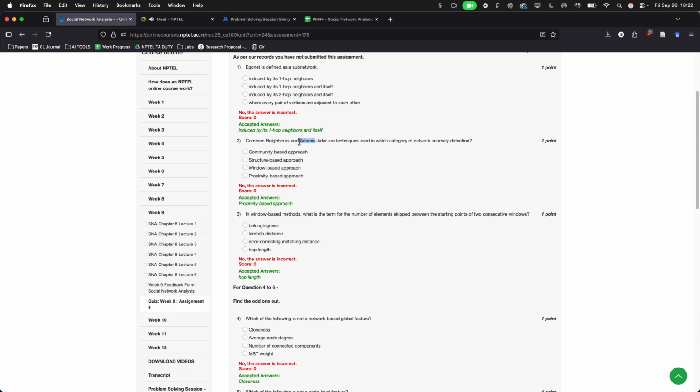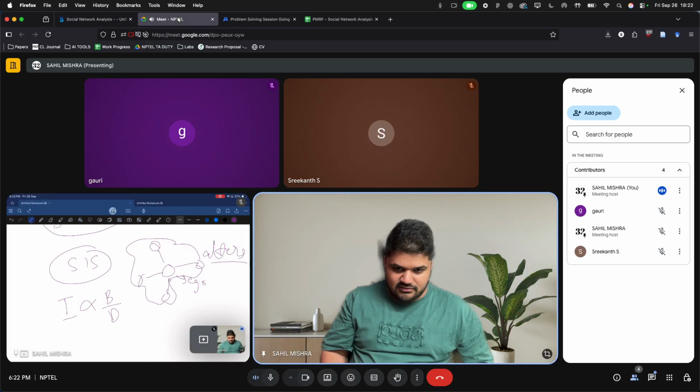Common neighbors and Adamic-Adar indices techniques are used in which category of network approaches? That is basically proximity-based approaches. Because community approaches use Louvain and other techniques, structure-based approaches do not utilize common neighbors as such; they utilize the whole structure. Window-based approaches utilize a sliding window. So this is the answer remaining here.